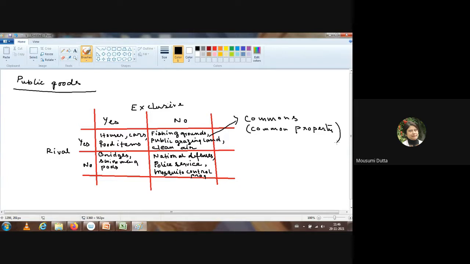So congestion has a cost. However, it is very difficult to take care of that cost and charge a price accordingly. So common property resource is a typical type of resource when there is rivalry. However, it's difficult or very costly to exclude others.